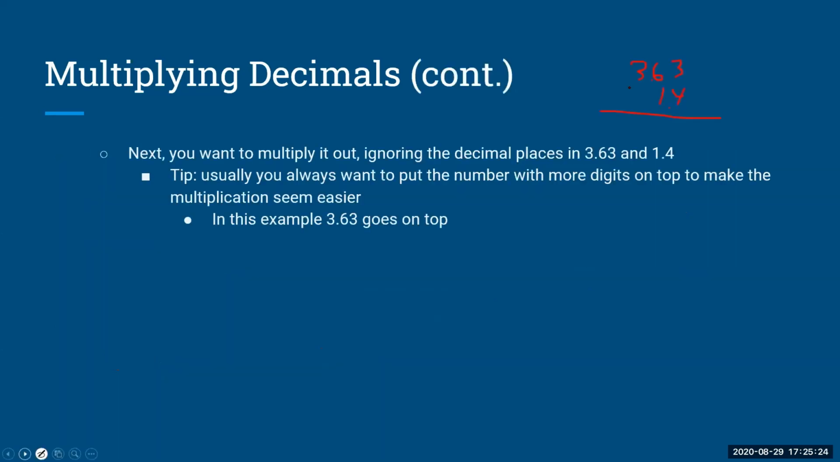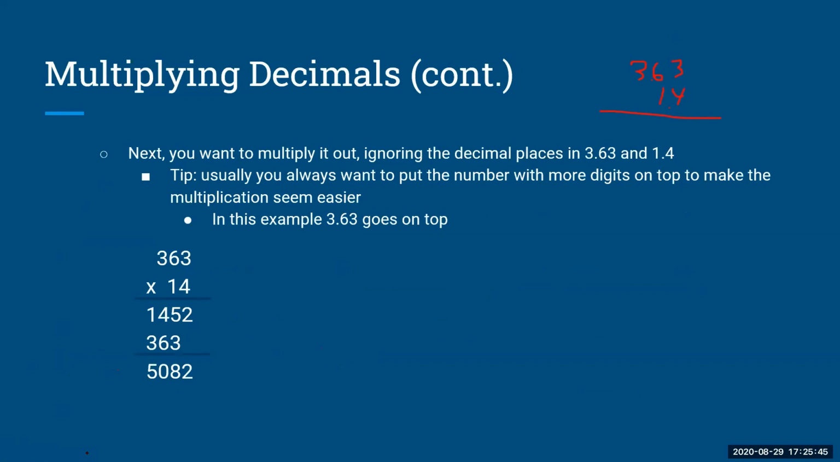And then what you could do is you could ignore the decimal places, and just pretend they don't exist anymore. So you do 363 times 14. And like I said, for a tip, the number with more digits goes on top, just to make multiplication easier. And just simply multiply it out. So you get 5,082, assuming that there are no decimal points.